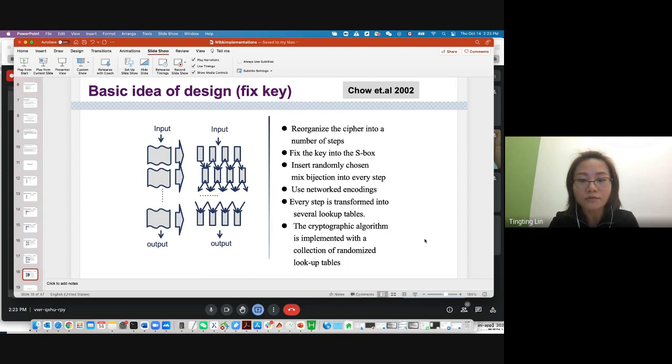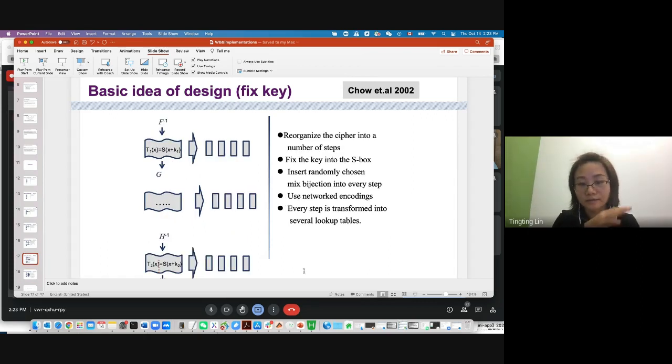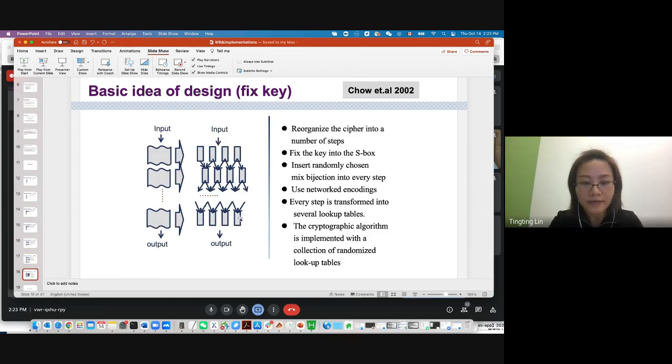And then when you transform every step into several lookup tables, you can choose many ways to do that. Also, you can use other techniques, like you can add masks, you can use entanglement to those lookup tables, etc. It depends. So after that, the cryptographic algorithm will be implemented with a connection of randomized lookup tables.